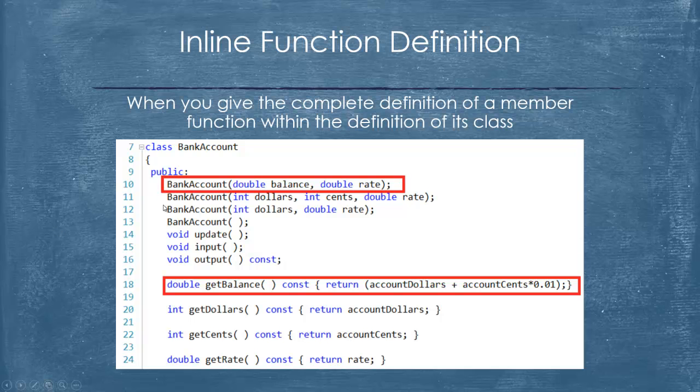So in this case, bank account, balance, and rate, and then we have the function double, get balance, and so on, return, you get the idea.